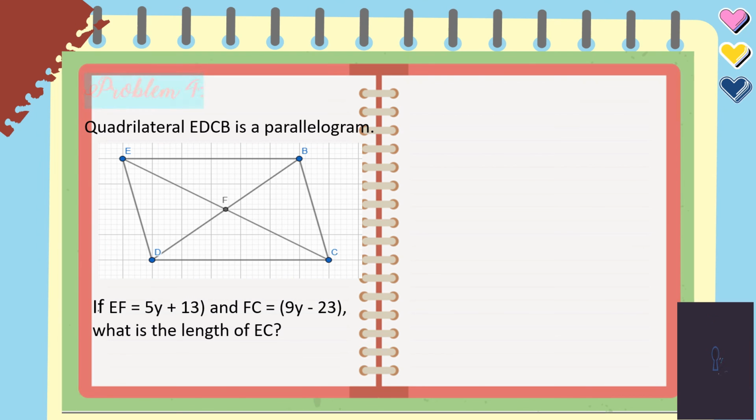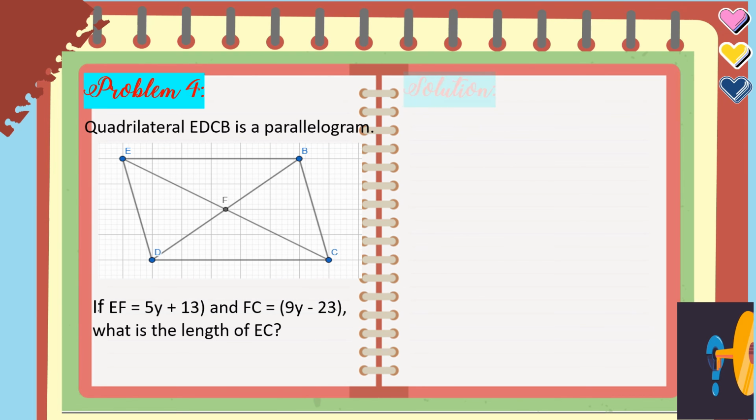We're now down to the last problem. Given is quadrilateral EDCB, which is a parallelogram. If EF is 5y plus 13 and FC is 9y minus 23, what is the length of EC?